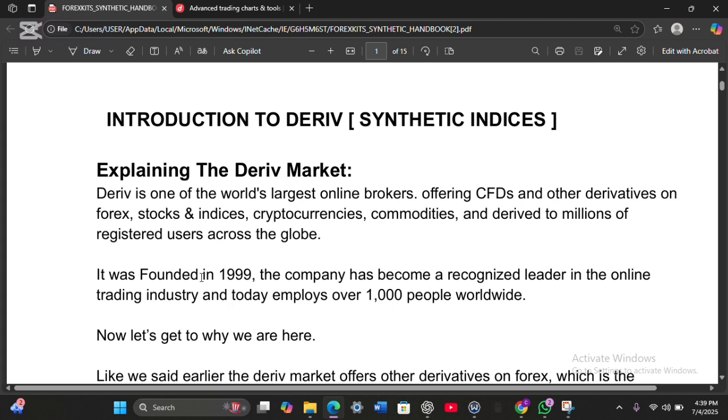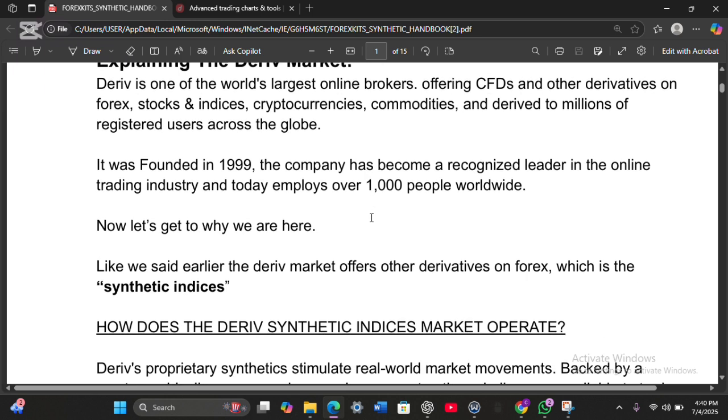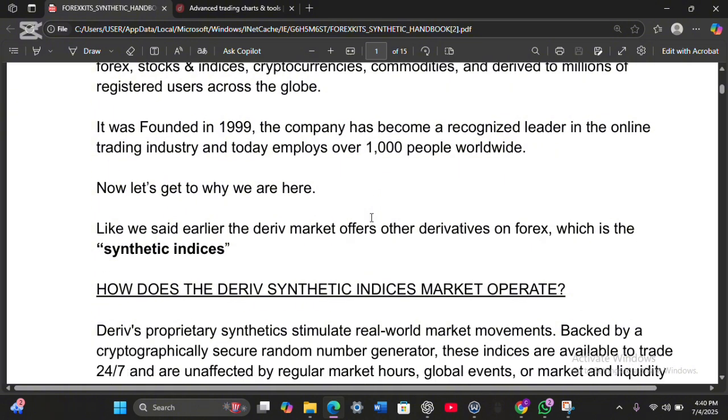So I'll start by letting you know that Deriv is one of the world's largest online brokers offering CFDs and other derivatives on forex, stocks and indices, cryptocurrency, commodities, and more, to millions of registered users across the globe. So Deriv is a regulated and recognized broker, and it is only on Deriv that you can trade the synthetic indices.